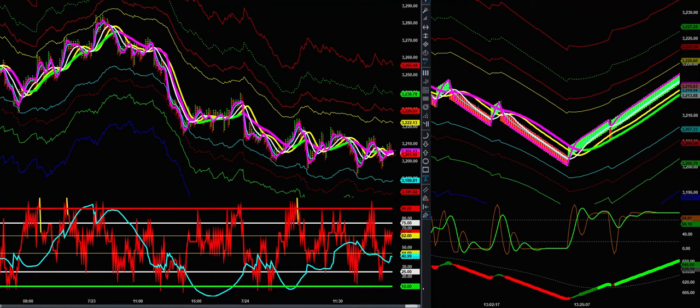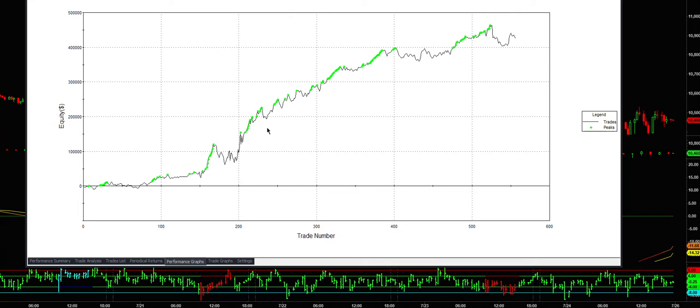So let's show you the accuracy. This is the report for the last 7 months with 4 contracts. Close to $450,000. So this system accuracy is unparalleled.